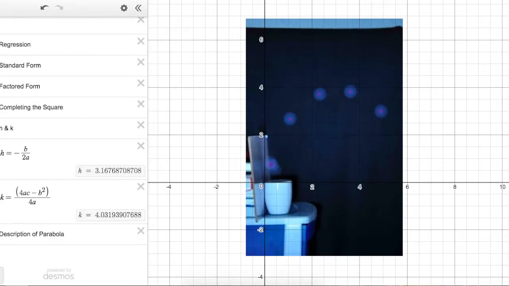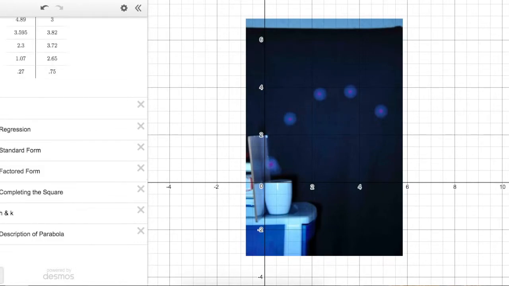The k value is the maximum value of the parabola because a, which is about negative 0.37, is less than 0. To find the k value, we have to use the equation k equals 4ac minus b squared all over 4a.